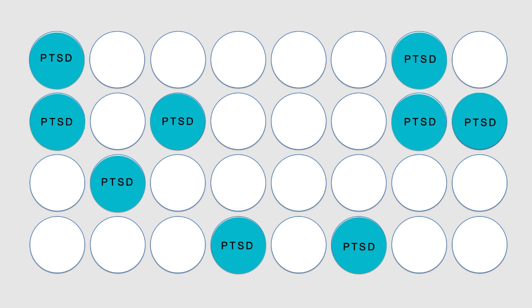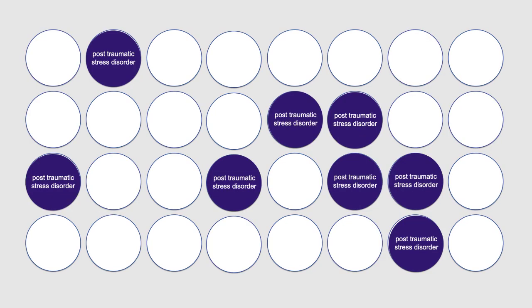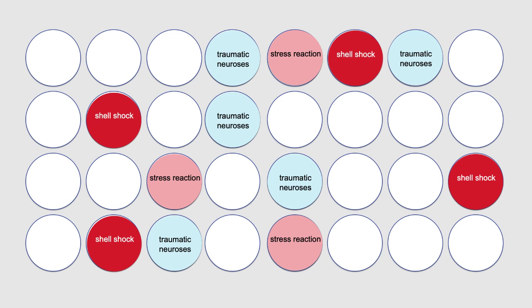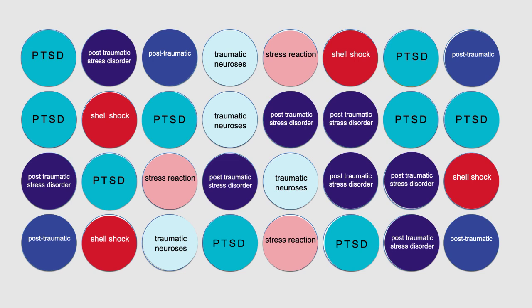That's because authors aren't always using this term in their papers. They might be using post-traumatic stress disorder, or they might use a hyphen in between post and traumatic. Post-traumatic may be 2 words or 1 word. What's more, in the past, PTSD was referred to using other terms such as shell shock, traumatic neuroses, battle fatigue, and stress reaction. To ensure that we don't miss out on important articles, we need to find a way to capture all of these variations in our search.